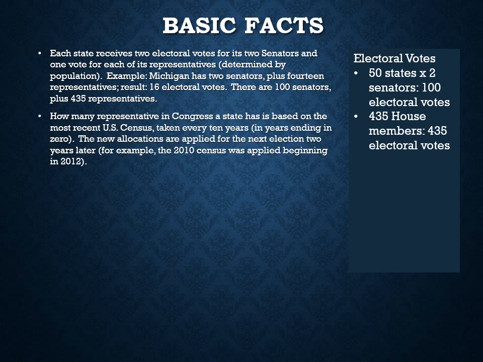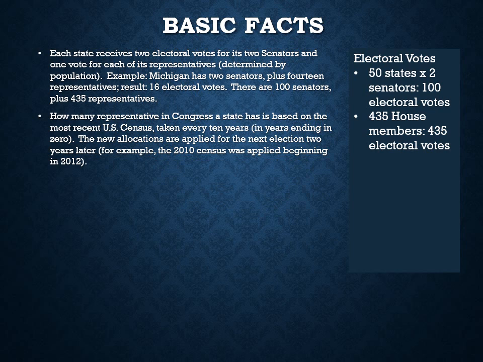Now, the House of Representatives has 435 members. That's determined by law. That number has changed over the course of American history. For a long time, it's been 435. And now, how do you divide up those 435 members? That is by population. The census that's taken this year in 2020 won't be applied until the next presidential election in 2024.